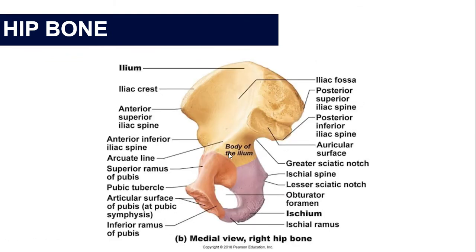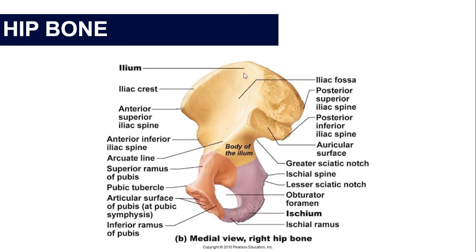Now, here's another image, the medial view of your hip bone or os coxae. This again is your iliac crest, the ilium. Next, here in your ilium is your iliac fossa. Now we have here your arcuate line. Next, we have the posterior superior iliac spine, the posterior inferior iliac spine, and then the auricular surface. Most probably, this surface is where your sacrum will connect or join with your hip bone.